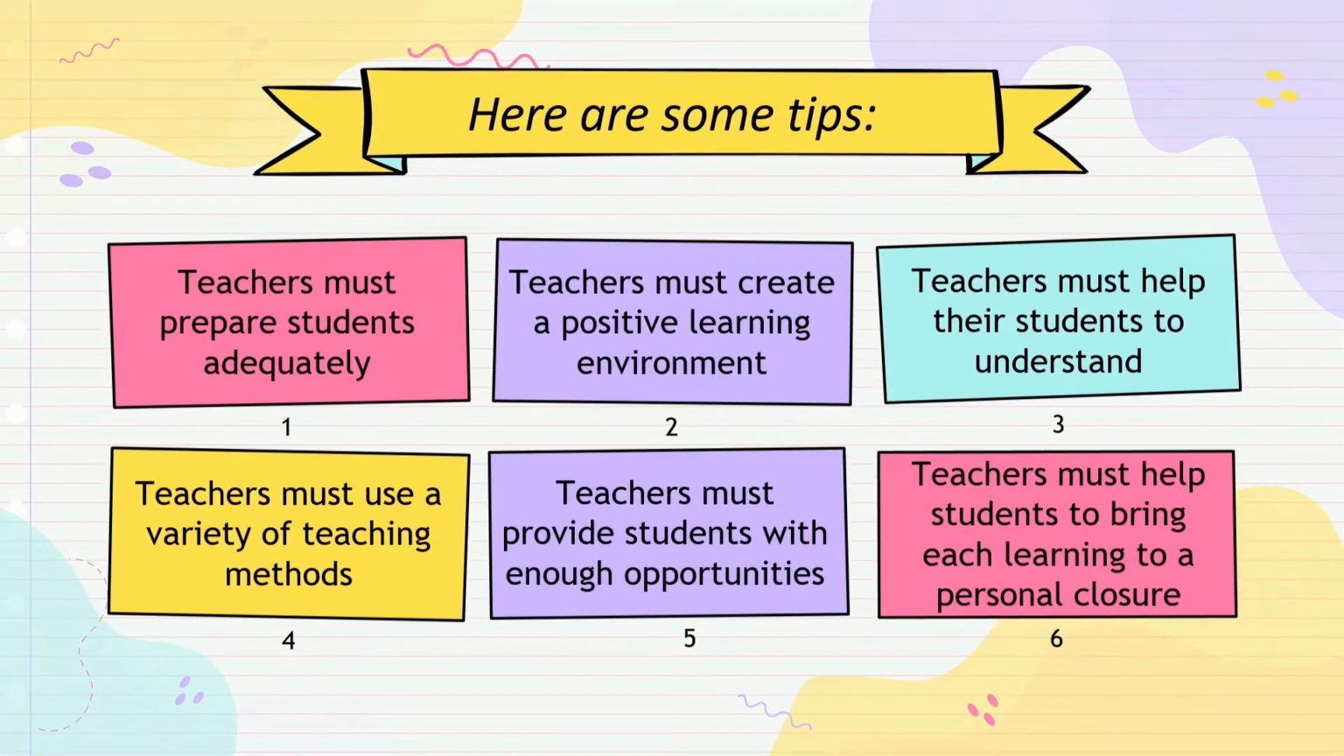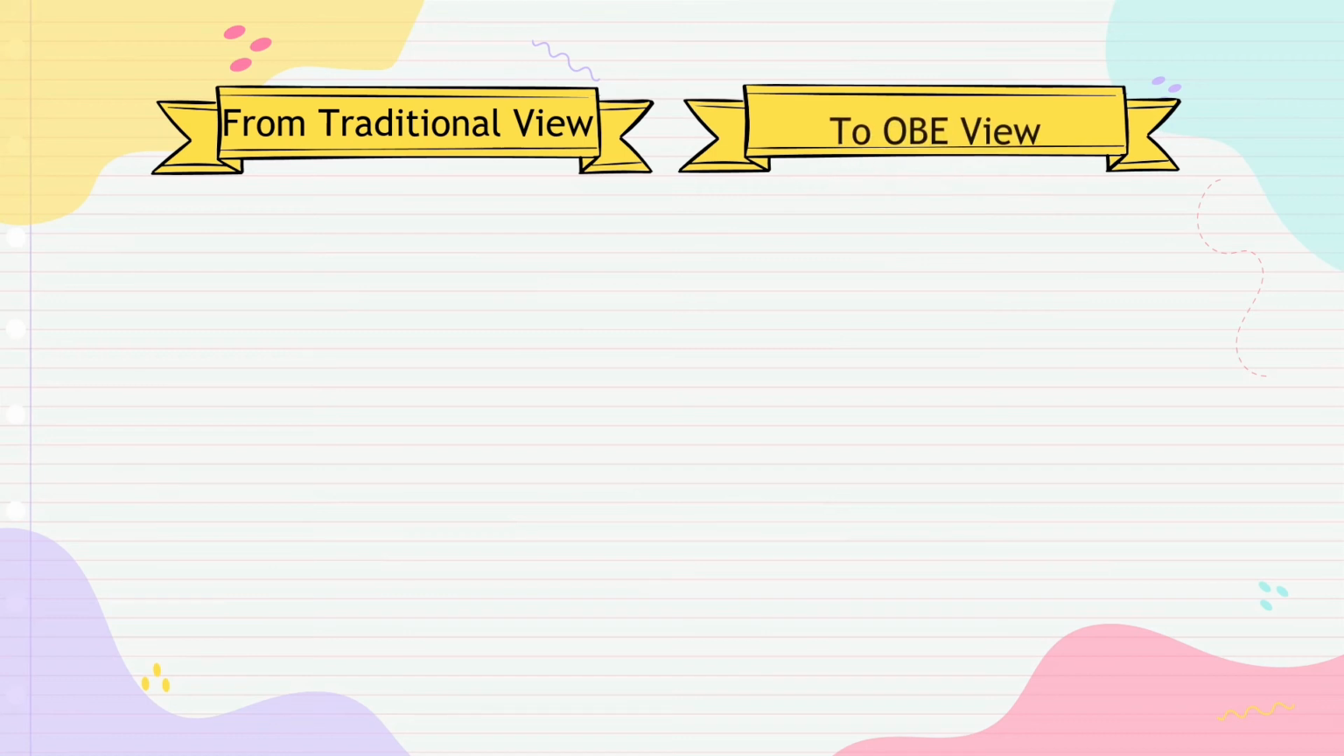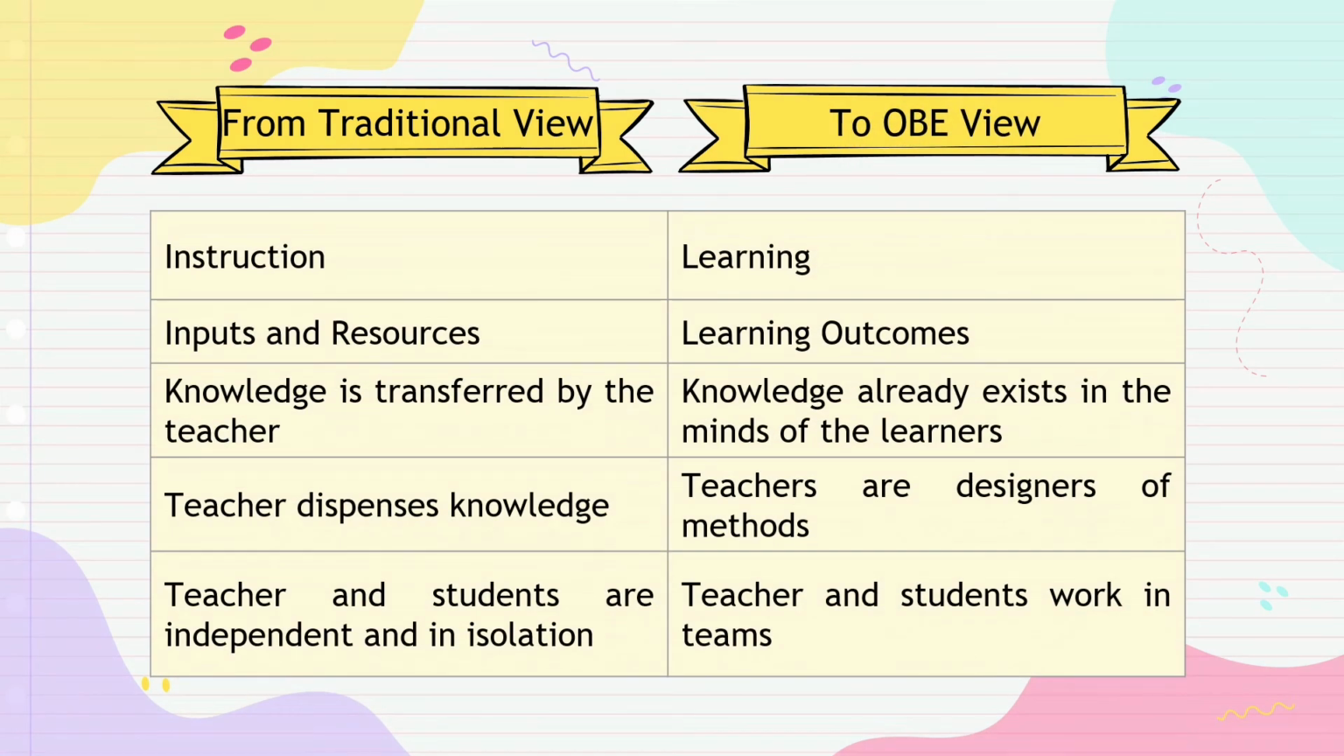Here are additional key points in teaching and learning in OBE, which show the shifts from a traditional to an OBE view. From instruction to learning, from inputs and resources to learning outcomes, from knowledge is transferred by the teacher to knowledge already exists in the minds of the learners, from teacher dispenses knowledge to teachers are designers of methods, from teachers and students are independent and in isolation to teachers and students work in teams.